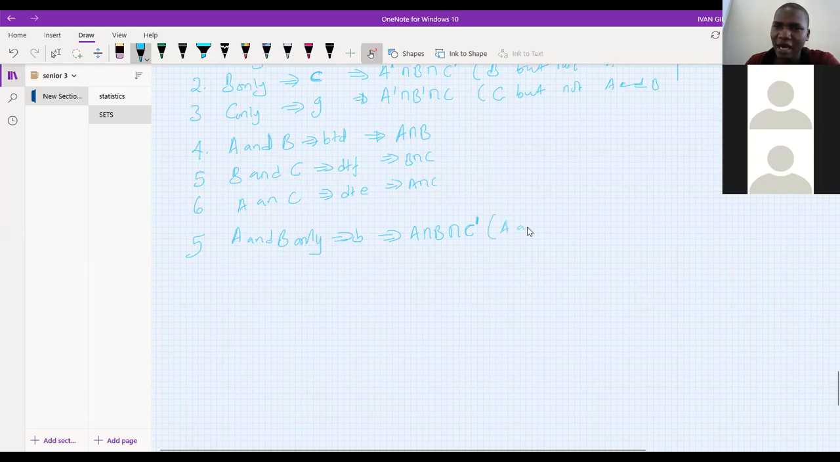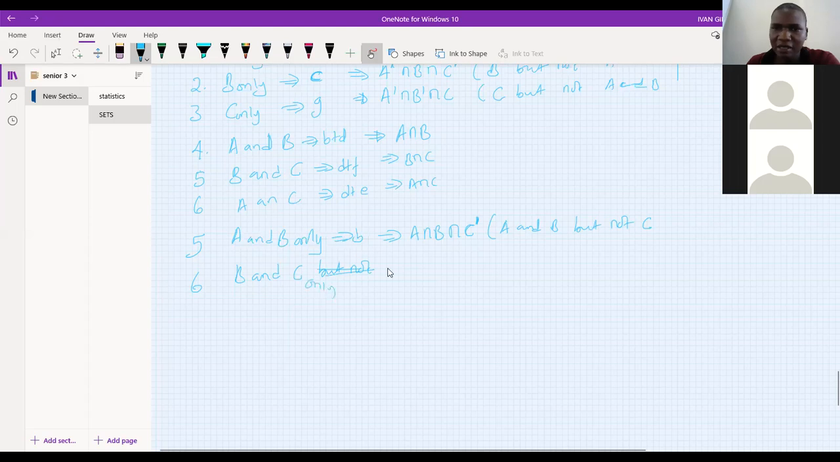A and B, but not C. That's why you see the complement on C. This complement is saying, but not C. And the same applies to number 6. We're just defining these regions and we end there. We shall pick up from there next time. When they say B and C, but not A, or we can say, let's first write this as B and C only.